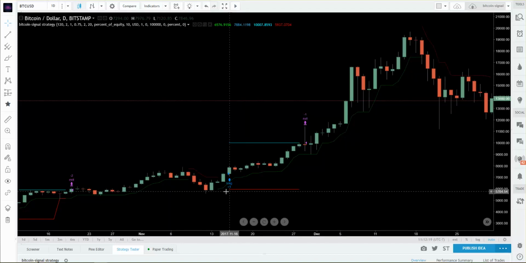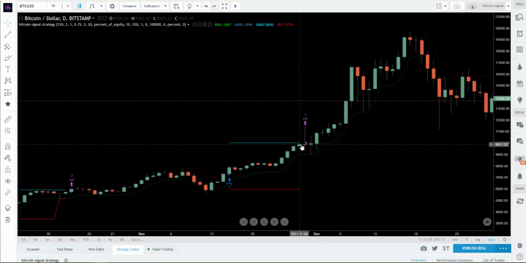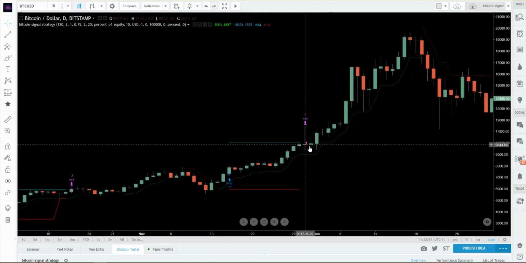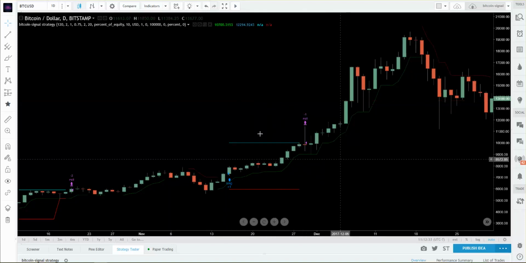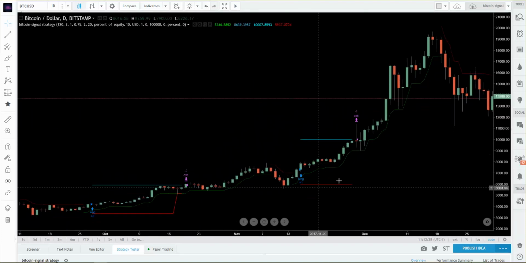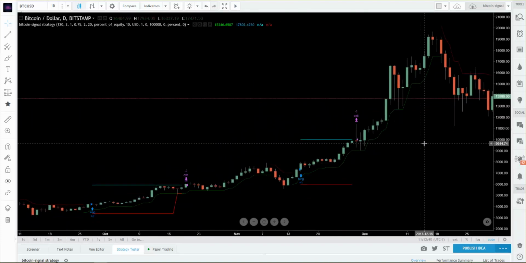The stop loss is defined by this red line down here, and then this bluish line up here would be your target. As you can see, in this case, it took a trade and got out at this point here, at this level. So that would be the long condition.